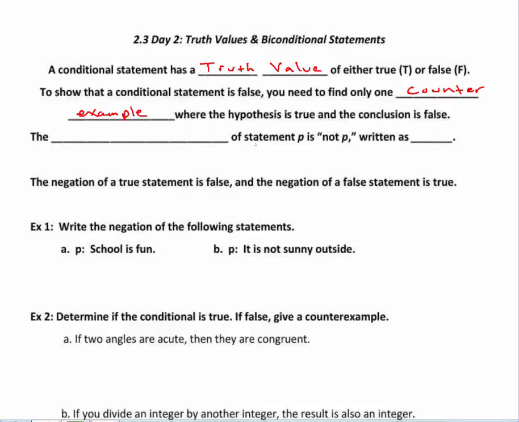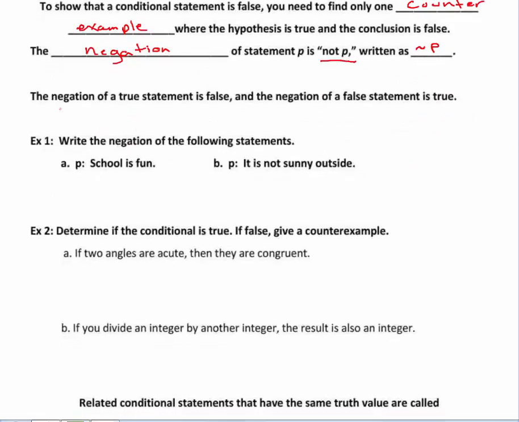Something else that we need to look at is, remember how we said we have a P and then we have not P? Well, that's called a negation. Doesn't necessarily mean it's negative, it just means that it's the opposite. So if it is, then it's not. If it's not, then it is. And we'll see that in just a second. And you already know that that's written with the little squiggly line and P, and it's read as not P. So the negation of a true statement is false, and the negation of a false statement is true.